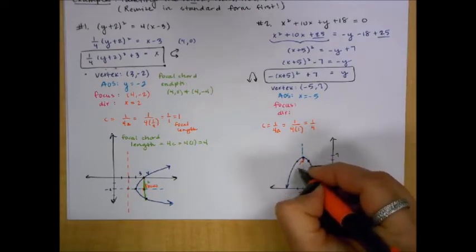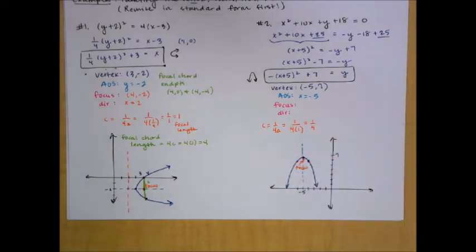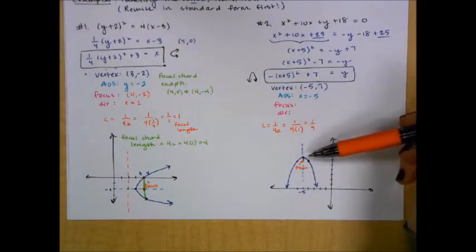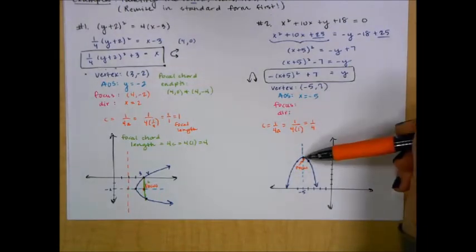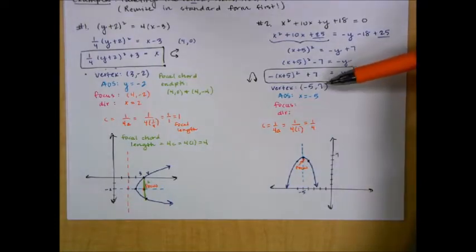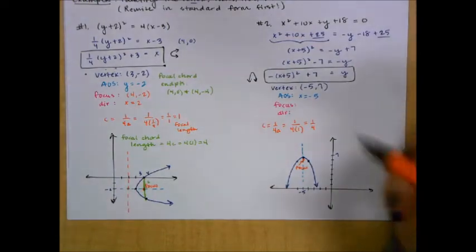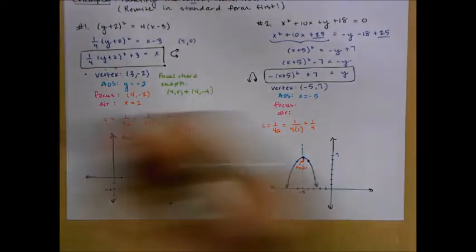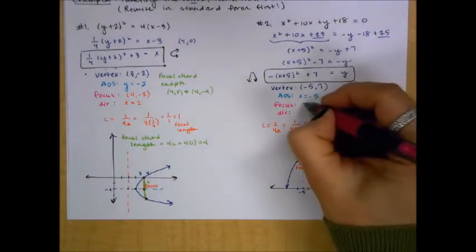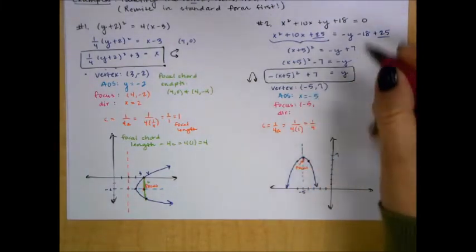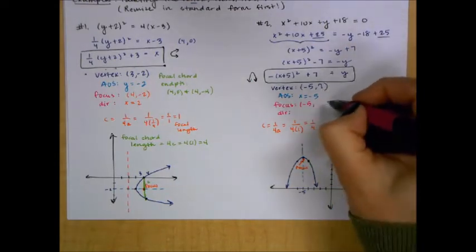So for the coordinate pair, I'm here at my vertex, and we went down 1/4 unit. Down affects the y value, not the x value. So 7 minus 1/4 is 6 3/4. So the focus is going to keep the same x value as the vertex, and we subtract 1/4 from 7 to get 6 3/4, or we can write it as 6.75.